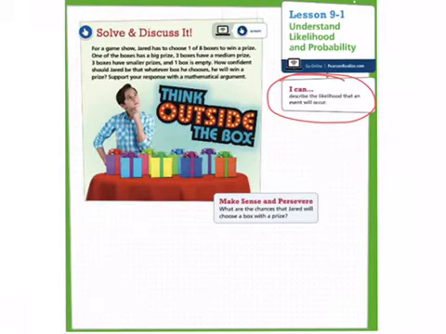Lesson 9-1, Understand Likelihood and Probability. Your statement today says, I can describe the likelihood that an event will occur.